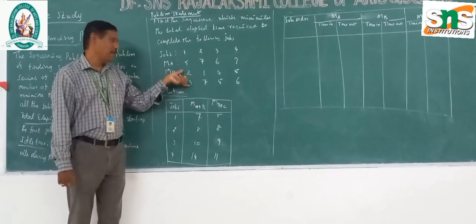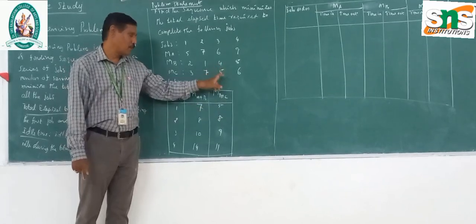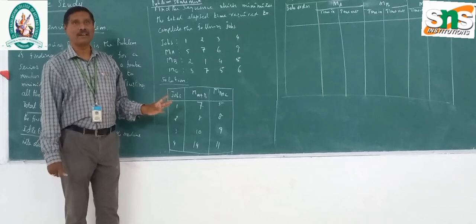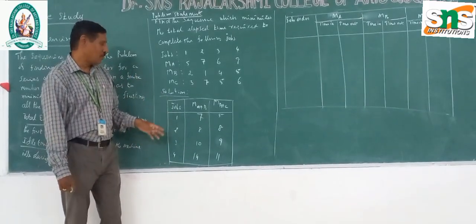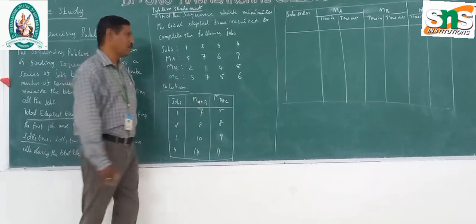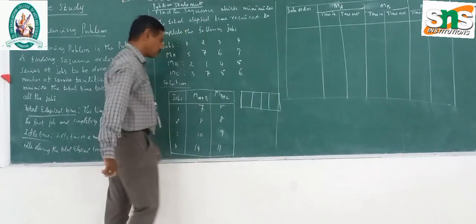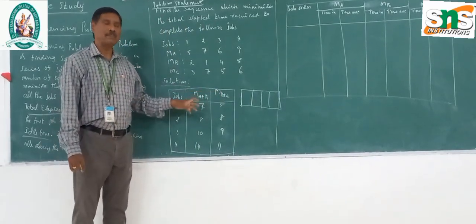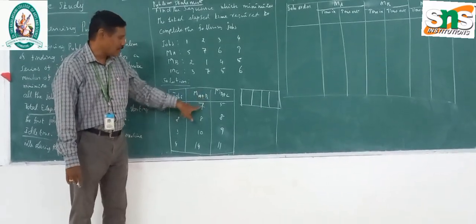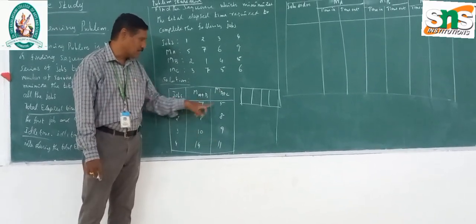And the sum of B and C is the second machine. So 2 plus 3 is 5, 7 plus 1 is 8, 4 plus 5 is 9, and 5 plus 6 is 11. From these we find the sequencing order. Which job takes which position? So how do we calculate that? We look for the minimum duration among both the left and right sides. Among these two machines' durations, which is the least? Here we have 7, 5, 8, 8, 10, 9, 14 and 11. Among all these durations, 5 is the minimum.